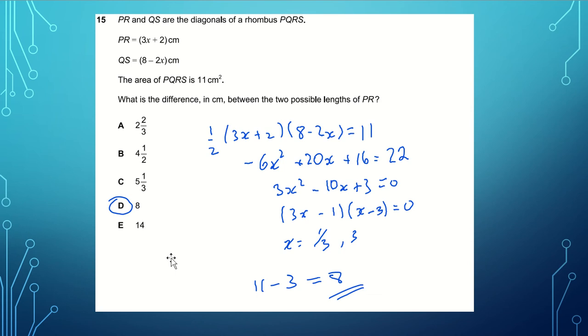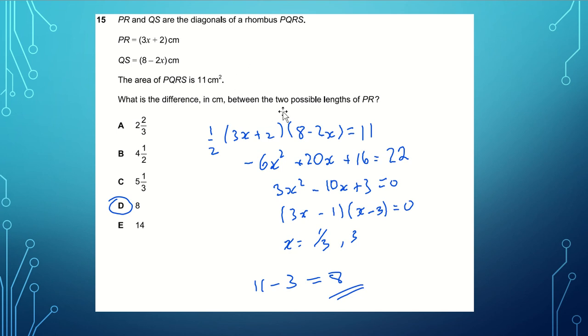Number 15. PR and QS are the diagonals of a rhombus, PQRS. P to R is 3x plus 2, Q to S is 8 minus 2x. The area of the shape is 11.